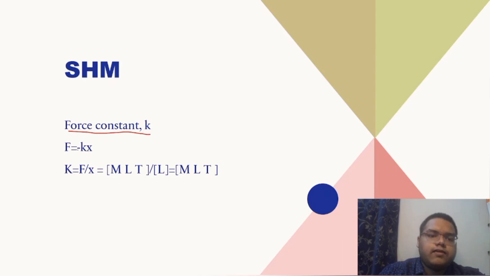Force constant k will have a dimension of M to the power 1, L to the power 1, T to the power minus 2, upon L to the power 1, so M to the power 1, L to the power 0, T to the power minus 2.